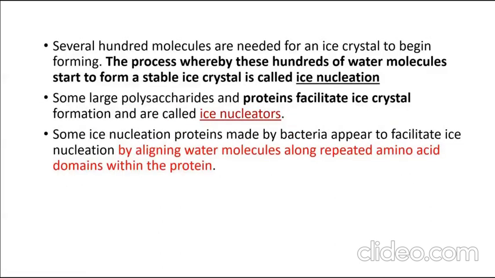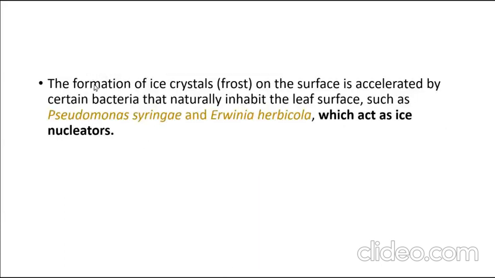There are some bacteria which also help in the ice nucleation. Say for example, the bacteria Pseudomonas syringae and Erwinia herbicola are two kinds of bacteria that have a kind of protein on their surface. These proteins are known as ice nucleation proteins.